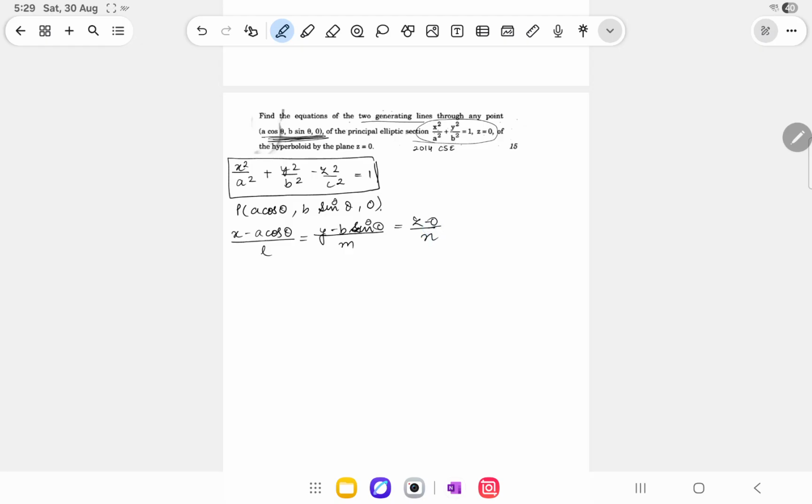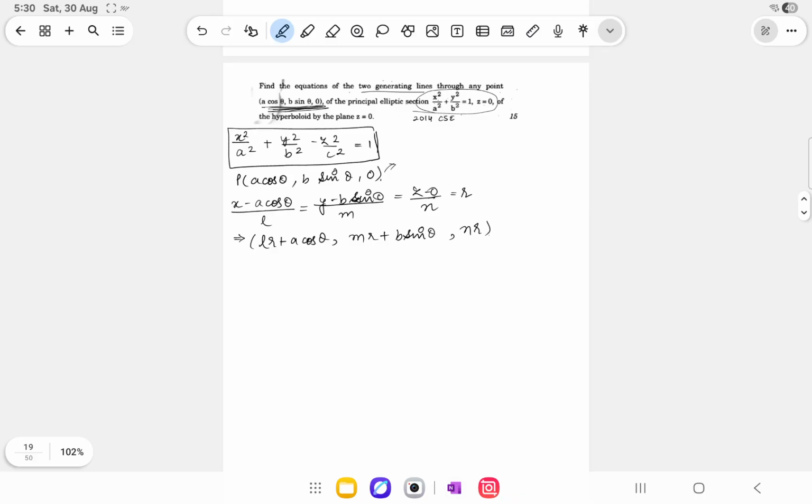So this is basically an equation of a generating line passing via this point, and I have assumed that the direction cosines of that line are l, m, n. So if I equate it with r, I will be getting any arbitrary point on the generating line. That will be basically lr plus a cos theta, mr plus b sin theta, nr. So this is any arbitrary point on the generating line, and since the generating line lies completely on the hyperboloid, this point must satisfy the equation of the hyperboloid.